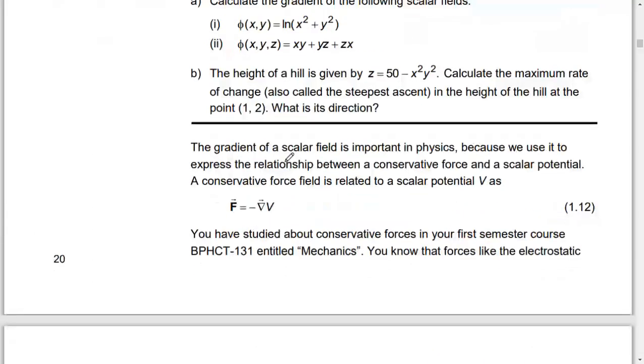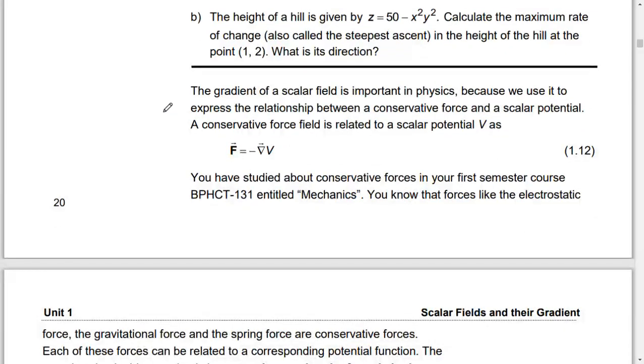The gradient of a scalar field is important in physics because we use it to express the relationship between a conservative force and a scalar potential. A conservative force field is related to a scalar potential V as F equal to minus del V. You have studied about conservative force in your first semester course BPHCT-133 entitled Mechanics.